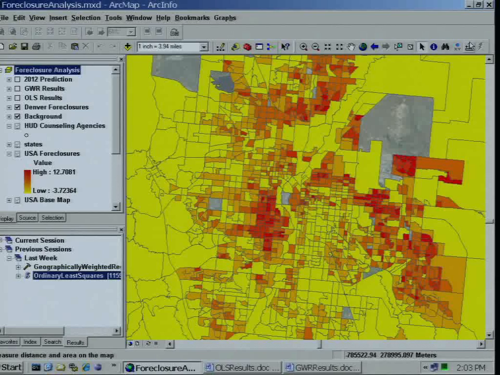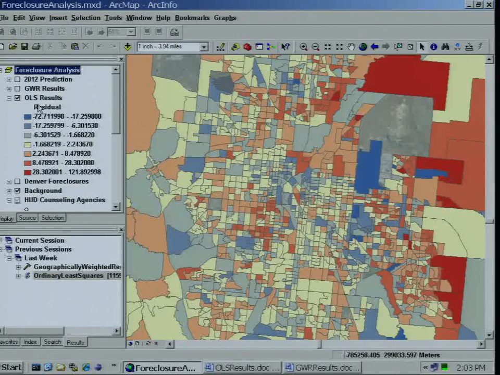Having run the OLS tool, we can see that the results here are displayed as a map. This map tells me how well the model has performed. The areas in red are where the model has overpredicted the number of foreclosures. The areas in blue are where the model has underpredicted the number of foreclosures.